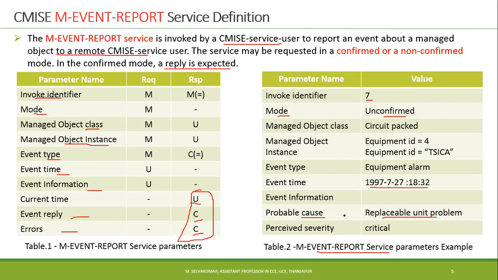What is the type of problem? That is the perceived severity. It is a critical, medium or light problem, that should be mentioned, and a response has to be given to the manager. These are the parameters used for getting the M event report service from a remote CMA service user. These parameters are received by the service users.